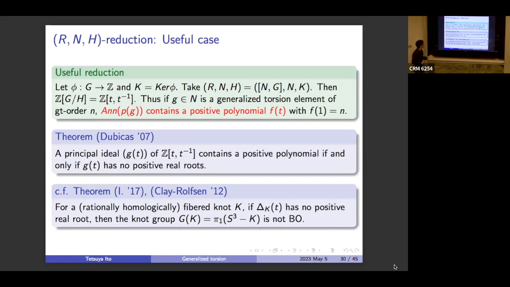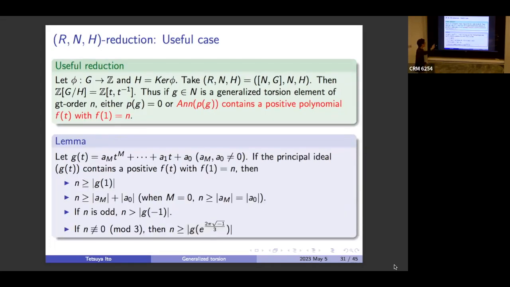Anyway, what I would like to say is that this condition is just a condition on the existence of a positive real root in Z[t]. Moreover, we say that such a positive polynomial satisfies that its evaluation at 1 is n.